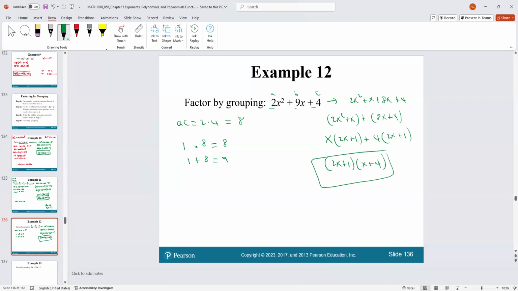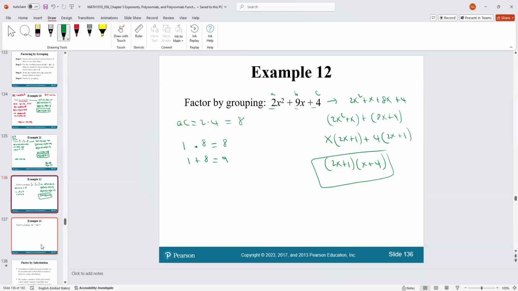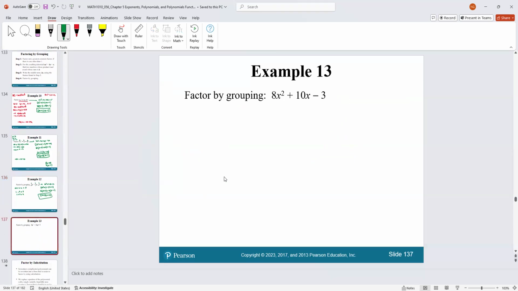Hey, I think we did so many, but you know what? We have some other ones to do. Here, the AC method again is 8 times -3 gives you -24. Okay, so with -24, two numbers that when you multiply give you -24, when you add these two numbers, give you 10. Is -2 times 12.